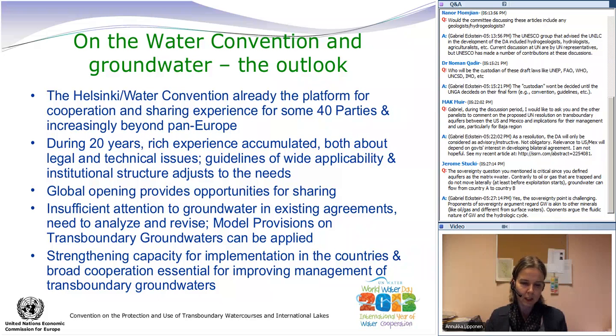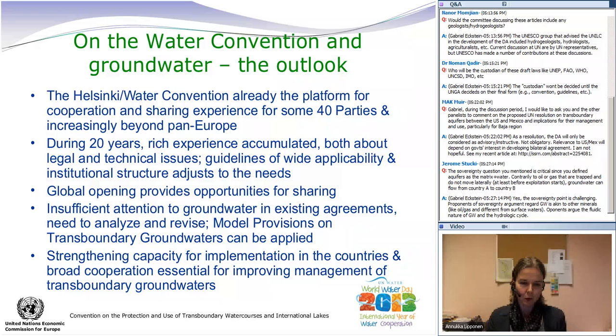And of course, this global opening hopefully will be soon possible for countries from other regions of the world to become parties. It's an opportunity, but of course a challenge also. Overall, we hope that the model provisions can be applied, since they build on and apply heavily the ILC draft articles experience and all that thinking. Hopefully, this can be a very practical support to countries for improving their transboundary cooperation.